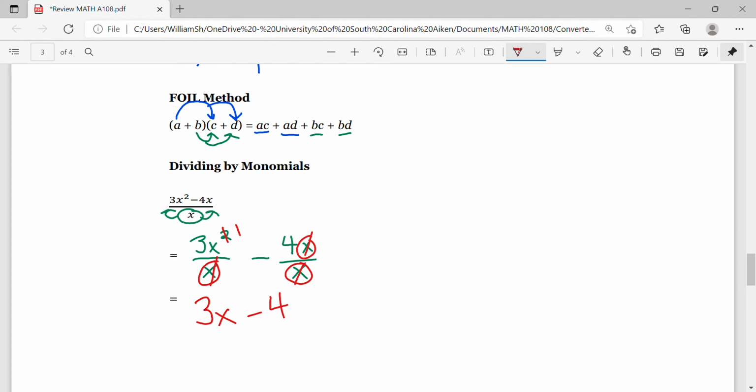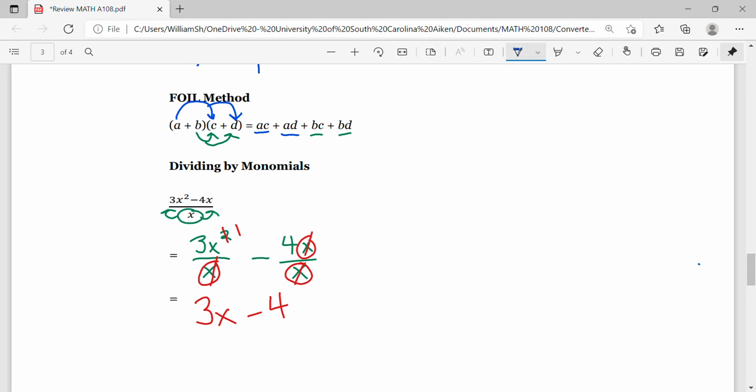right? Simple. Now, it only works when your x is in the denominator, right? If this whole thing had been flipped and the x had been in the numerator and the 3x squared minus 4x had been in the denominator, it would have been a whole other scenario, and we wouldn't have combined in the same method, okay? So be careful of that.